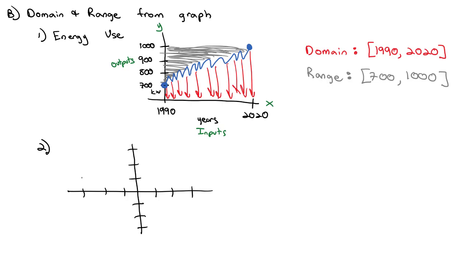And I'm going to put a solid dot here at (-3, 1), a solid dot at (0, 3), and an open dot here at (2, 2). And then I'm just going to kind of connect them with a little curve.